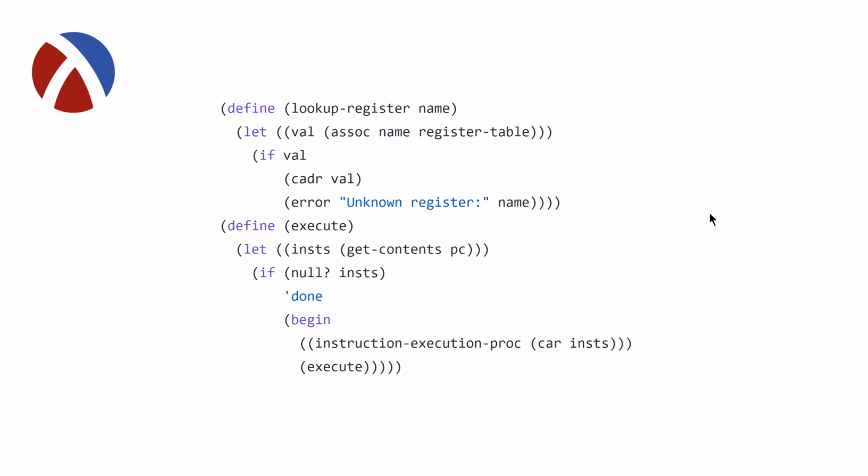Lookup register is basically going to be called whenever you're trying to find a register. The key thing here is that this is making use of the assoc function in Lisp, the SICP language that we're using here. This is basically just a find method. I believe it stands for associative or associate.